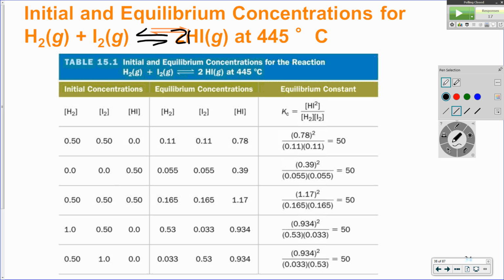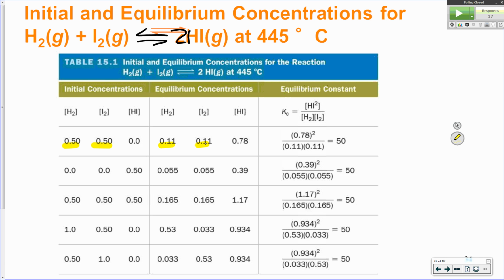So hydrogen gas plus molecular iodine form two HI at 455 degrees Celsius, and it gives us some reaction conditions. If I start off with just the reactants, 0.5, half a molar of each, and there's none of the product, when the system reaches equilibrium, there's 0.11 of the hydrogen gas, 0.11 of the I2, and it's formed 0.78 of the product HI.